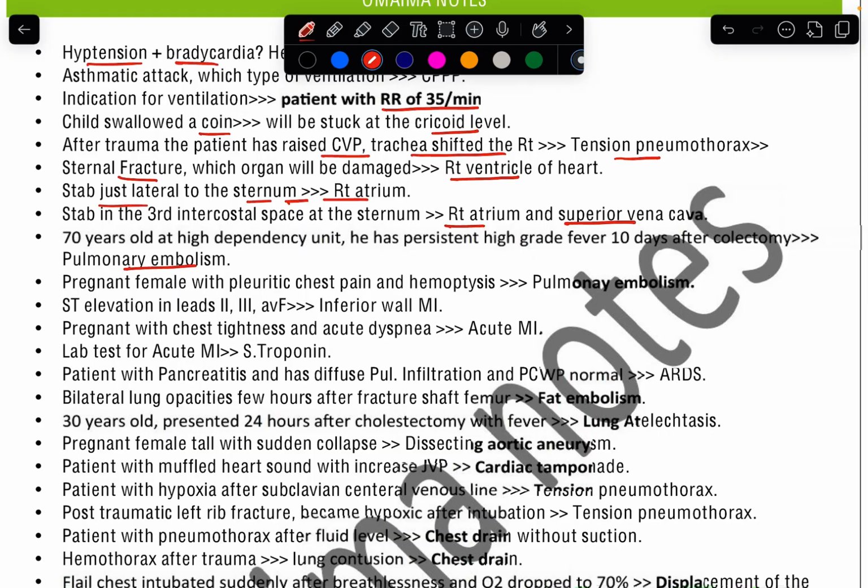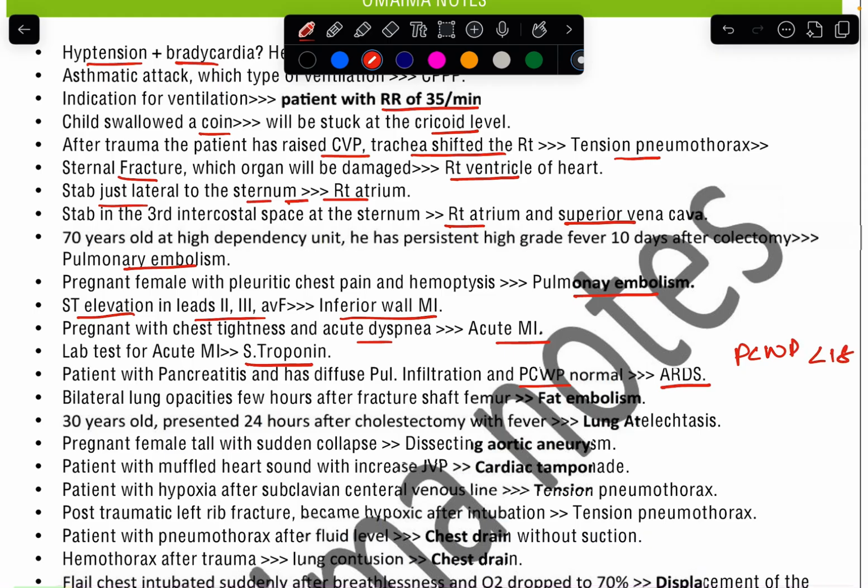70-year-old at high dependency unit with persistent high-grade fever after colectomy: pulmonary embolism. Pregnant patient, pleuritic chest pain, hemoptysis: pulmonary embolism. ST elevation will lead to infarction. Pregnant patient, chest tightness, acute dyspnea: myocardial infarction. Lab test for troponin. Patient with pancreatitis and diffuse pulmonary infiltrates, pulmonary capillary wedge pressure normal: ARDS.